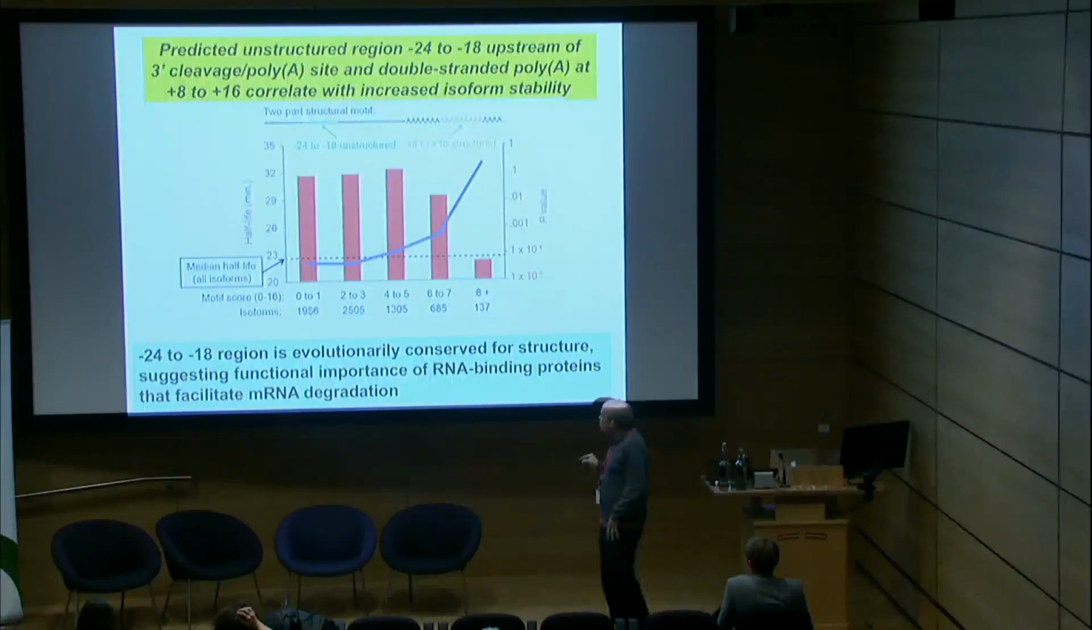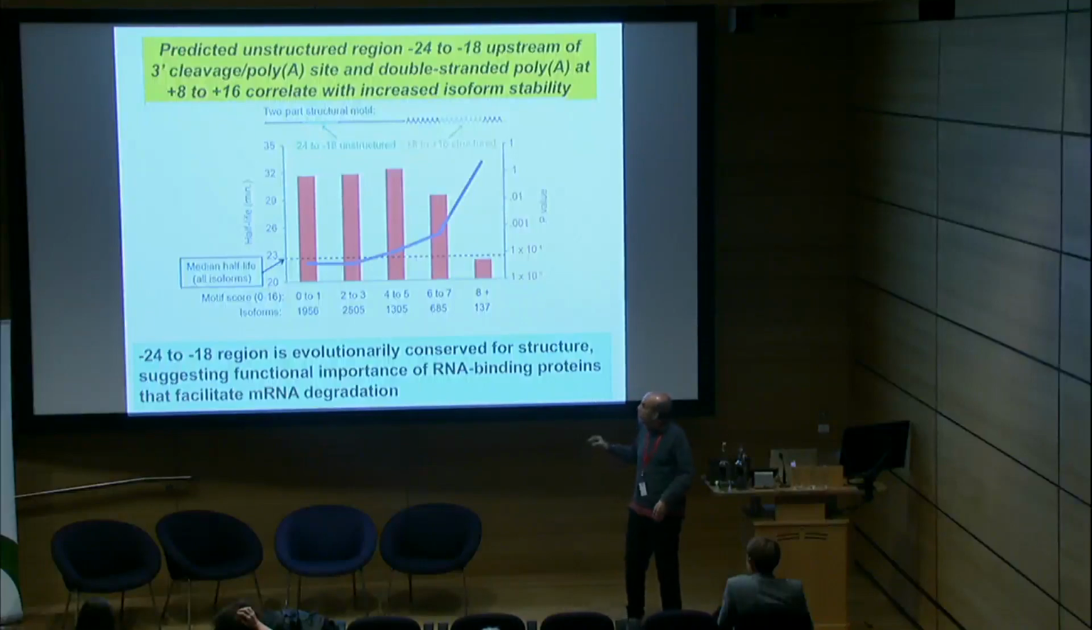So that suggests the functional importance of RNA binding proteins that facilitate degradation. Okay? Because it's the unstructured stuff that correlates with long half-life. This is correlated with structure, and that suggests that because it's evolutionarily conserved, there will be RNA binding proteins in this region that facilitate mRNA degradation.